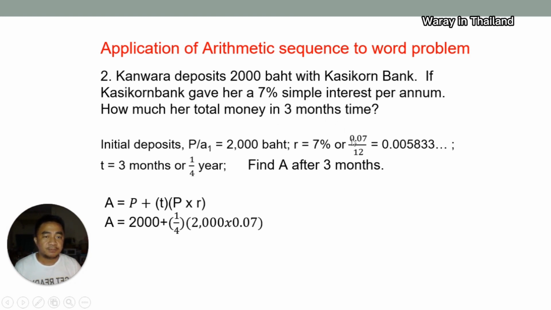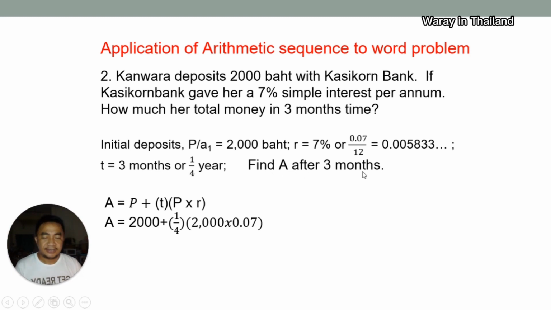Now here we divide by 12 because we're going to calculate only for 3 months, right? So meaning to say that this is per year, so we're going to divide that by 12 months so that we will know how much per month. And T is 3 months or 1/4 year, if we're going to use years. We have here, find A after 3 months.